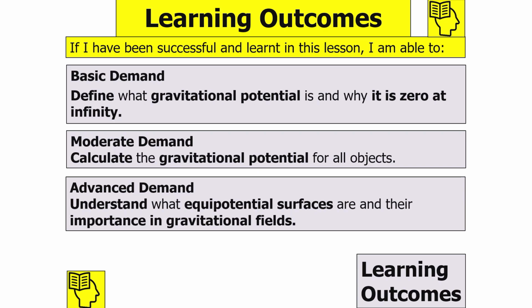So if we've been successful and we've learnt in today's lesson, we should be able to define what gravitational potential energy is and why it is zero at infinity, calculate the gravitational potential for all objects, and understand what equipotential surfaces are and their importance in gravitational fields.